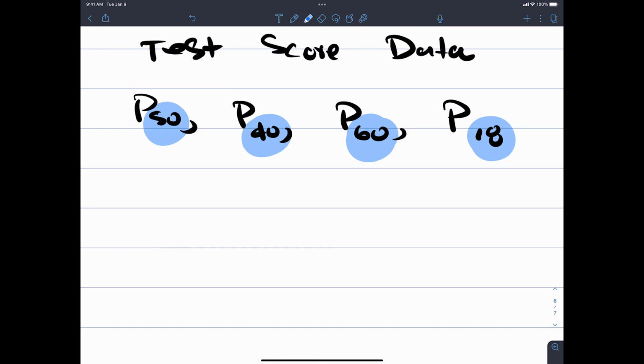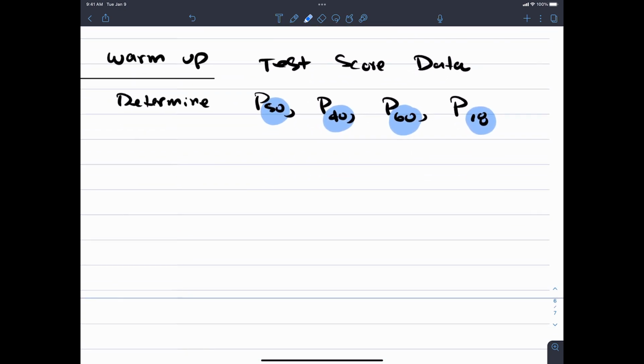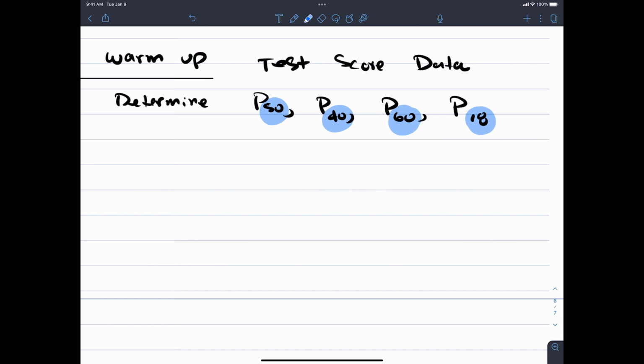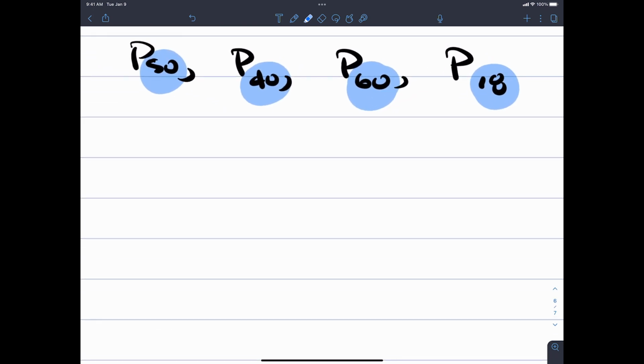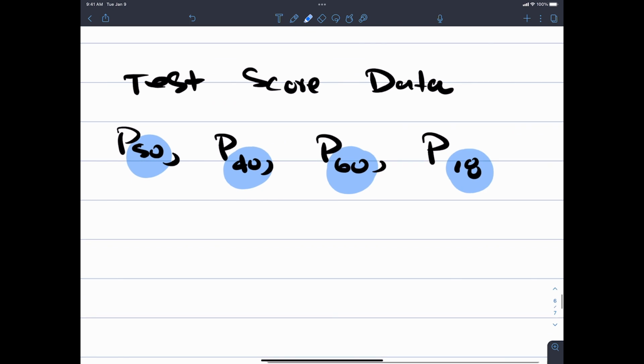Yeah, it'd be nice to hear me. Okay, we're going to warm up since we're looking for percentiles with test score data. We followed a procedure. We're going to warm up this morning and have you guys find P50, P40, P60, and P18. And we're going to have you look at the group data. So we'll give you guys some time and we'll see how that goes, okay?